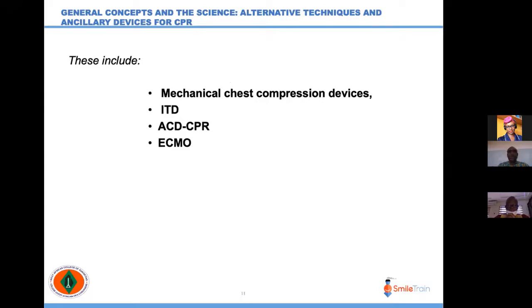Mechanical chest compression devices that are out there. And then we have impedance threshold devices, ITDs. We have ACD, or active compression-decompression CPR gadgets. And I think one of the growing and most researched right now is extracorporeal membrane oxygenation techniques. So these are out there, and I put out a few pictures here.